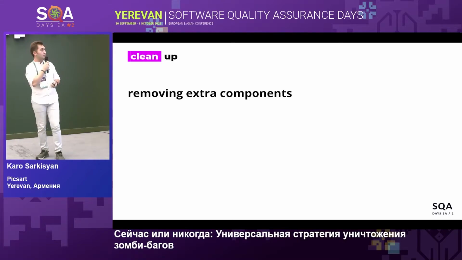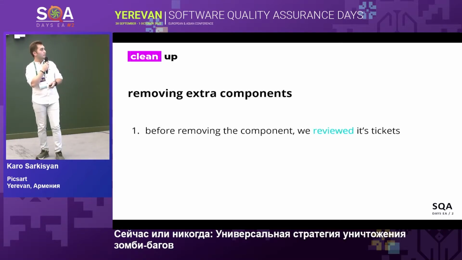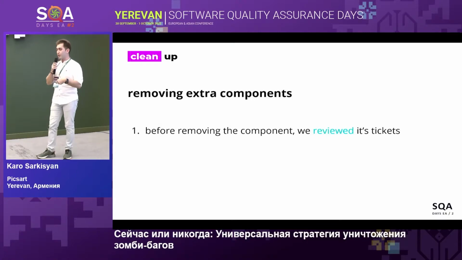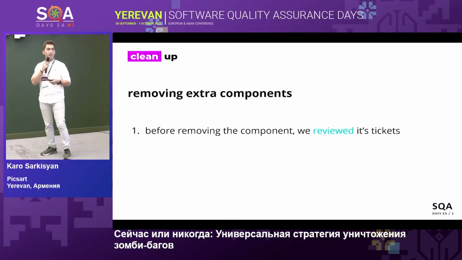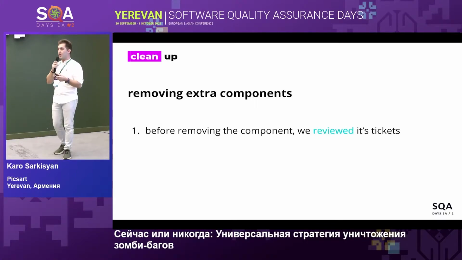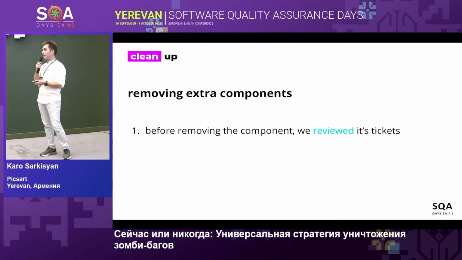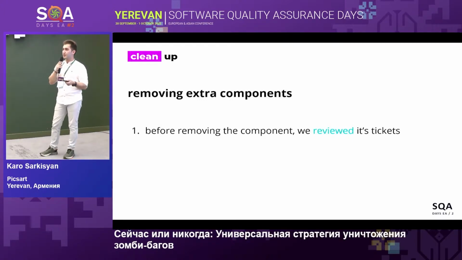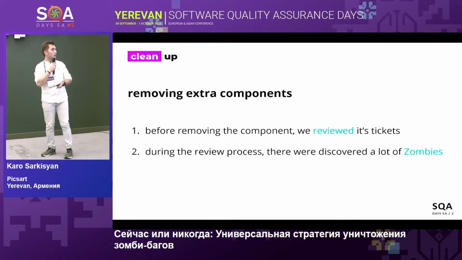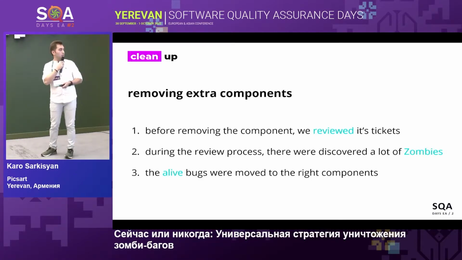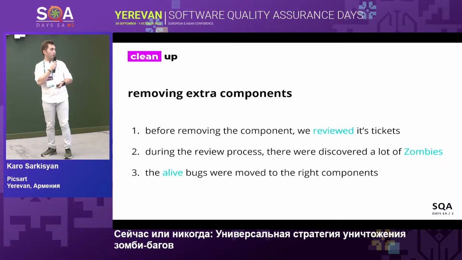Before removing the components from Jira, we first need to move the valid issues to the right components. During the reviewing process, we found a lot of invalid tickets and bugs under the component, and we immediately closed them. The rest of the bugs, which were still alive, we moved to the right components.